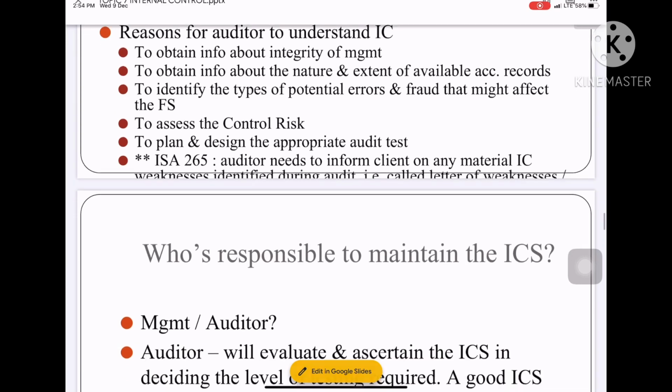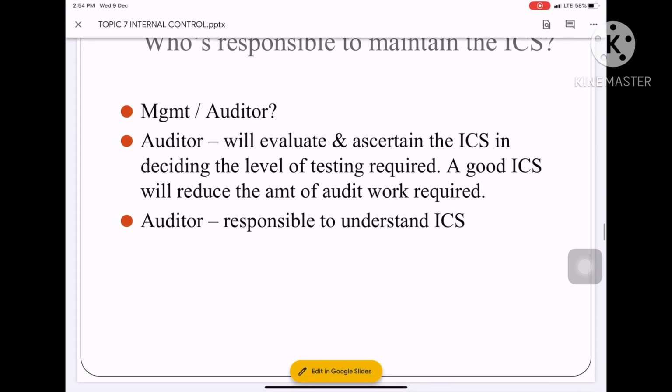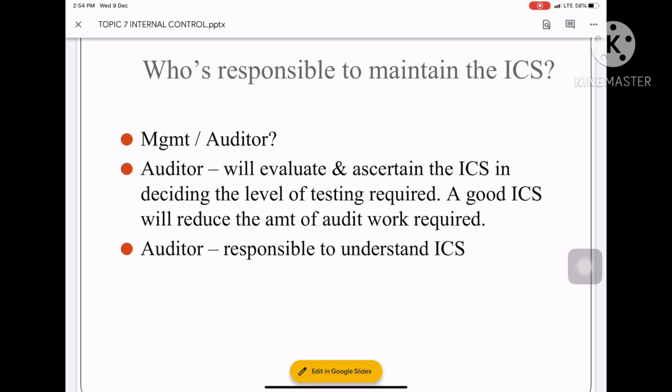All right, who is going to be responsible for maintaining the internal control system? Is it the management or the auditor? The auditor will evaluate and ascertain the internal control system in deciding the level of testing required. The auditor should understand first, and then evaluate whether the system is good or not. If they see that the system is good, they can reduce their substantive testing. But if the system is not good, it means you have to do thorough checking.